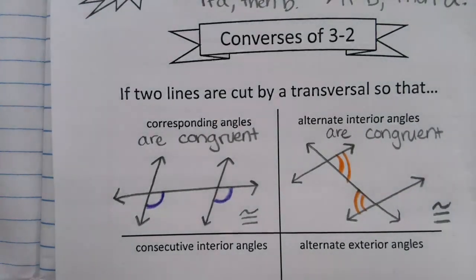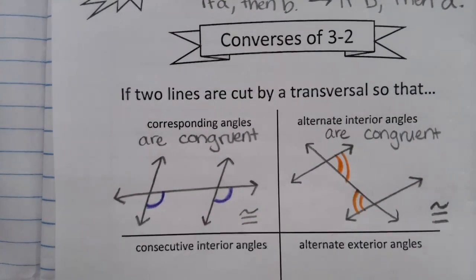So we want to put that congruent symbol somewhere. You can write out the word congruent. How are we feeling so far? Making sense? Remembering it?